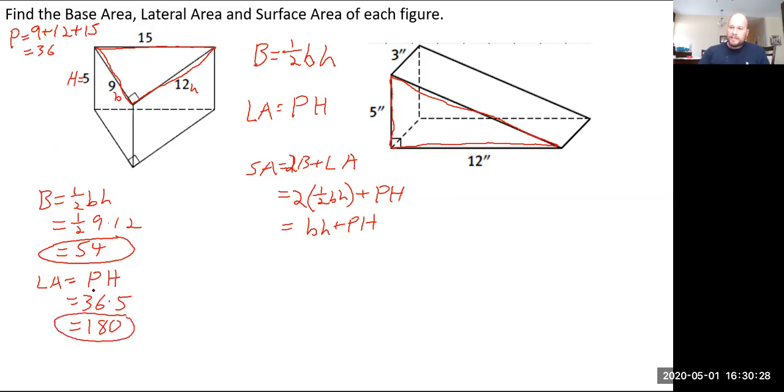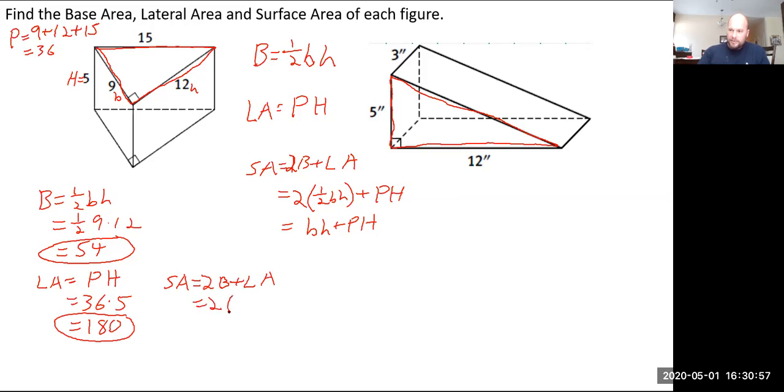Now, once I have those two pieces, I can do surface area a couple of different ways. I could either use this final formula that I had over here, but that'd be a lot of extra work because I've already found base area. I've already found lateral area. I might as well use the 2B plus LA because I've already done the work to find the base area and the lateral area. So there's no need to do all the work all over again. I'm just going to plug in those two parts.